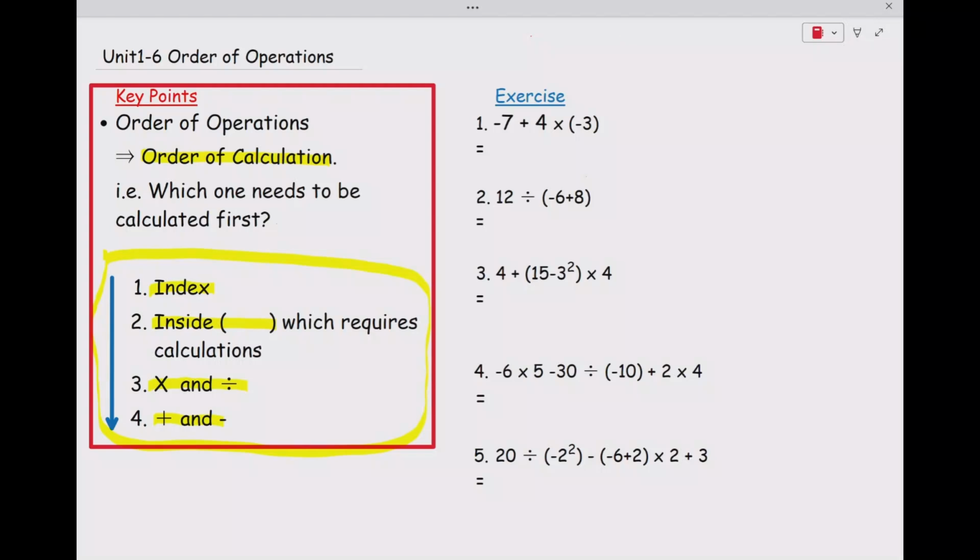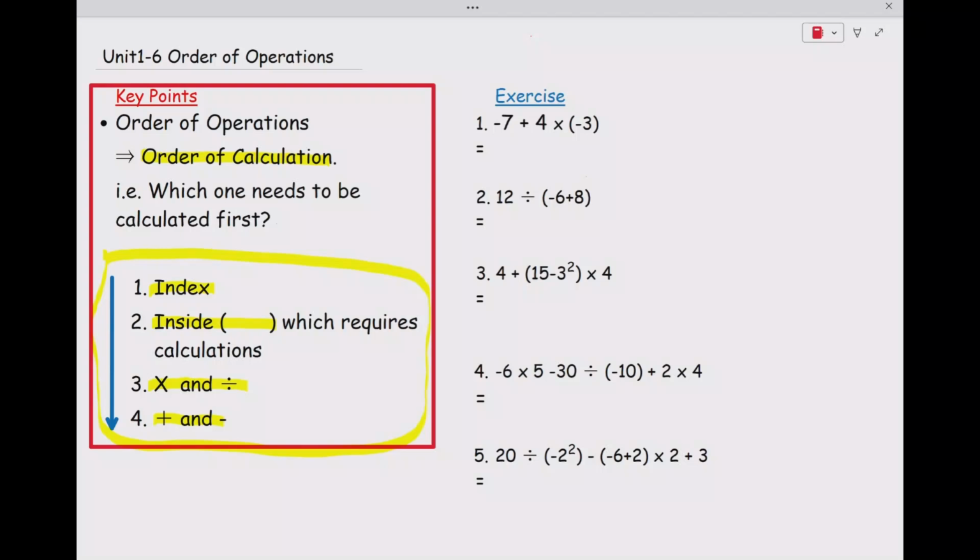Now, let's look at the exercise. If you think that you can answer these questions yourself, feel free to stop this video and try it yourself first. If you are not so sure, then let's continue to look at this together.